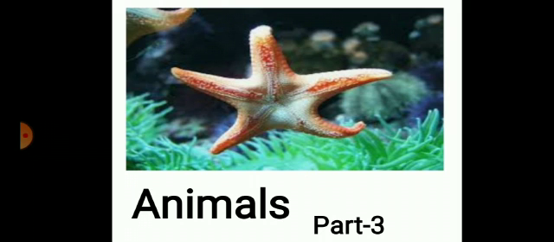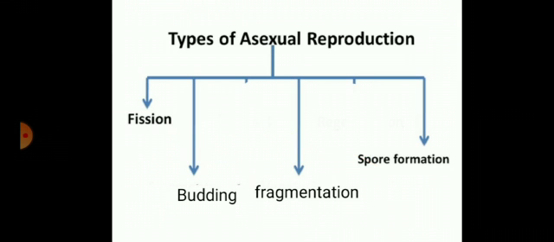In your previous class, we learned reproduction in animals, oviparous and viviparous animals. In this class, we are going to learn about types of asexual reproduction. The types of asexual reproduction are fission, budding, fragmentation and finally spore formation.